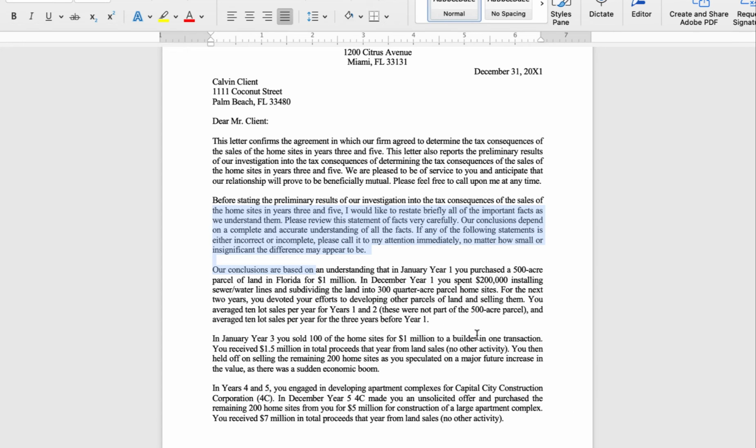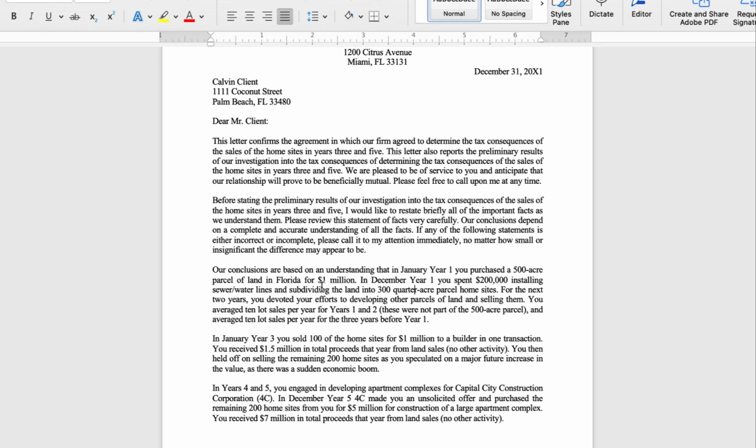Before stating the preliminary results of our investigation into the tax consequences of the sales of the home sites in years 3 and 5, I would like to restate briefly all the important facts as we understand them. Please review this statement of facts very carefully. Our conclusions depend on a complete and accurate understanding of all the facts. If any of the following statements is either incorrect or incomplete, please call it to my attention immediately, no matter how small or insignificant the difference may appear to be. Okay, that sounds good. So now we're getting into the facts.